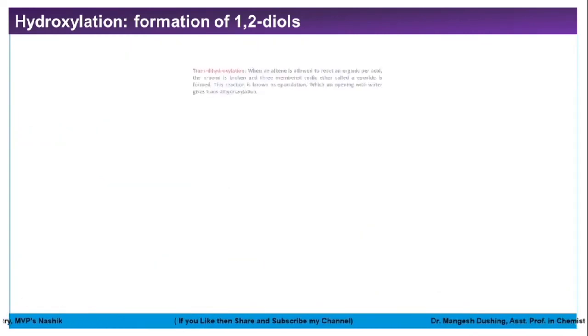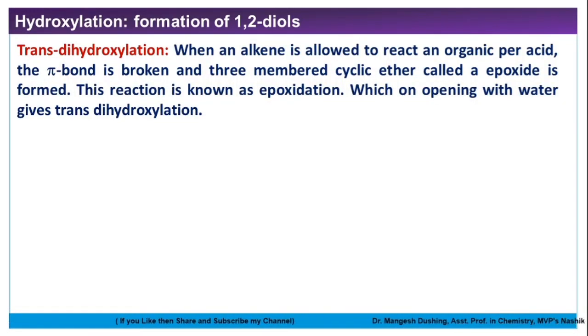Now we'll see trans dihydroxylation. Trans dihydroxylation means both OH groups are coming from the opposite side. When an alkene is allowed to react with an organic per acid, the pi bond is broken and a 3-membered cyclic ether called an epoxide is formed. This reaction is known as the epoxidation reaction, which on opening with water gives trans dihydroxylation. It is similar to cyclic bromonium ion formation, and then the second base comes from the opposite side. So there will be anti-addition.